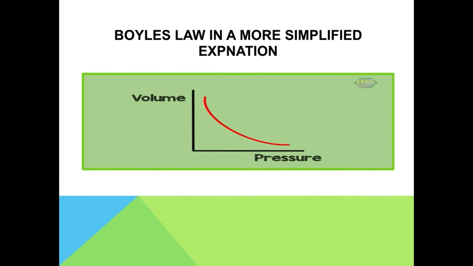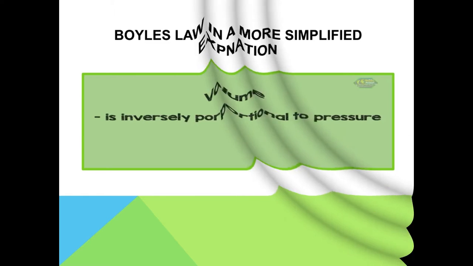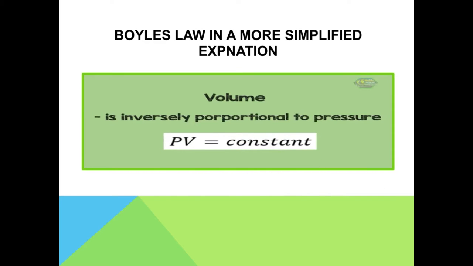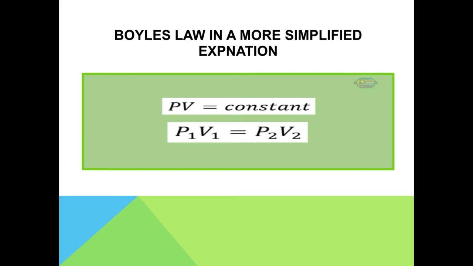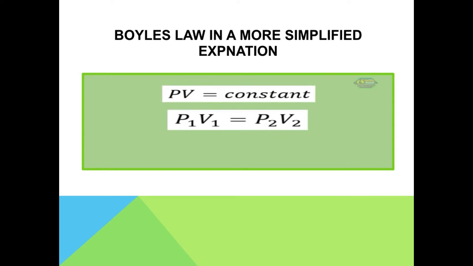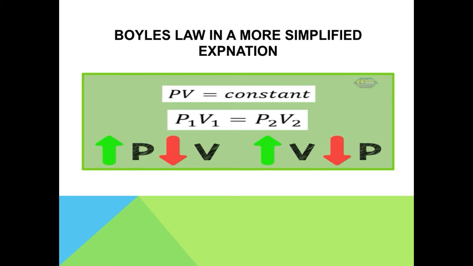When we write it in mathematical terms, we have volume is inversely proportional to pressure, also expressed as pressure times volume is equal to some constant. In the formula we can see that under a certain condition of the gas, an increase in the pressure would cause a decrease in the volume, and a decrease in the pressure would cause an increase in the volume.